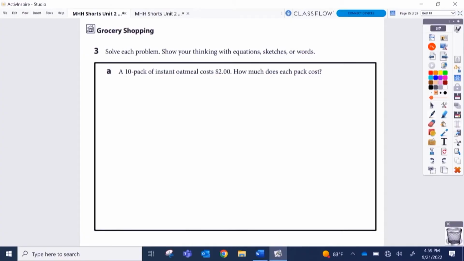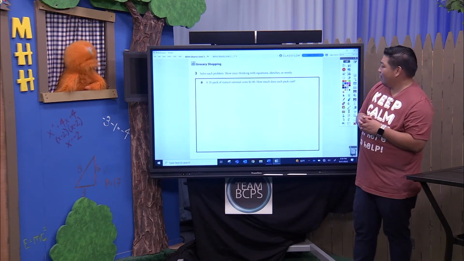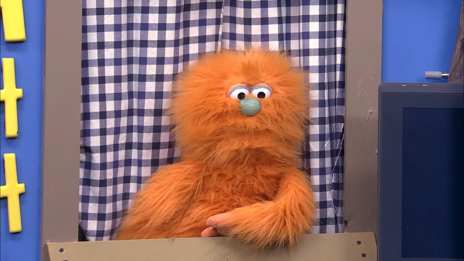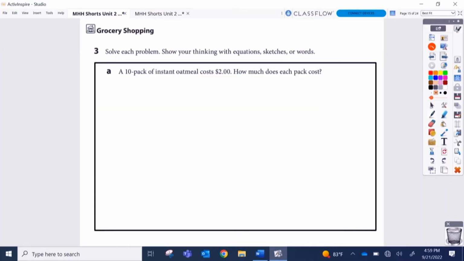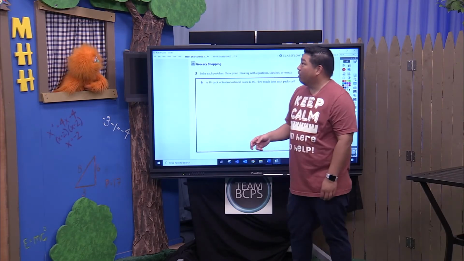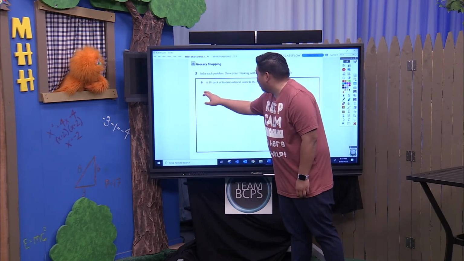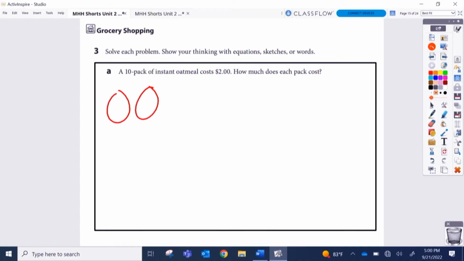Okay, so at the grocery store, we see that a 10-pack of instant oatmeal costs $2. How much does each pack cost? So I'm thinking of 10 packs, right? And the whole 10-pack costs how much? $2. So that means we'd have to break it down, and it would have to add up to $2. Right. So what model can we use? Let's go ahead and draw pictures. Well, that's a good idea.